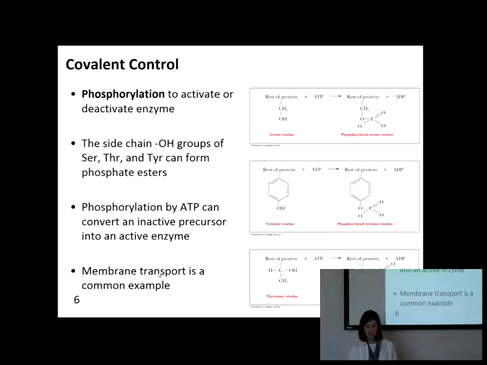And so what we will do is have the inactive enzyme in a spot where we don't want it to work. Then we bring it to a spot where we want it to do its job, and then we add a phosphate to it and say turn it on. So that's called covalent control. And you can see how the phosphate group can go onto a serine, a tyrosine, or a threonine through the OH group.